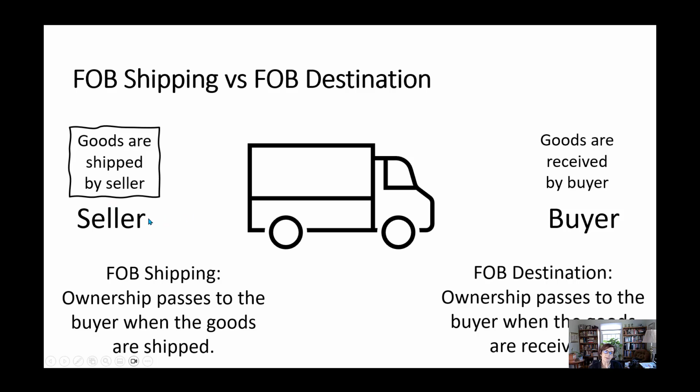You bought something from Amazon. They put the stuff on the truck. Here are your goods. Here's you. They ship the goods to the buyer. Eventually, the goods are received by the buyer.